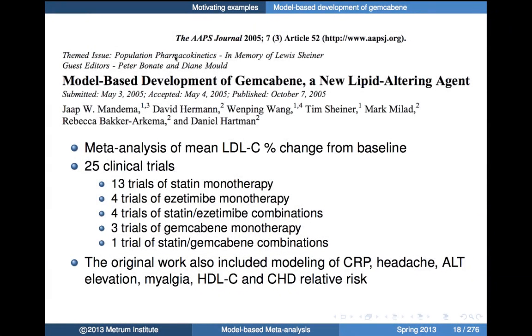Okay, well, let me go ahead and present a few examples that just illustrate the use of model-based meta-analysis. This is one that Yatmandama and some co-workers had done a number of years ago. You can see it was published in 2005. It's one that I would argue is probably the one that sort of kicked off much of the interest within the pharmacometrics community. They were looking at the development of gemcabene, as it says, a lipid-altering agent, primarily looking at it for its ability to lower LDL cholesterol.